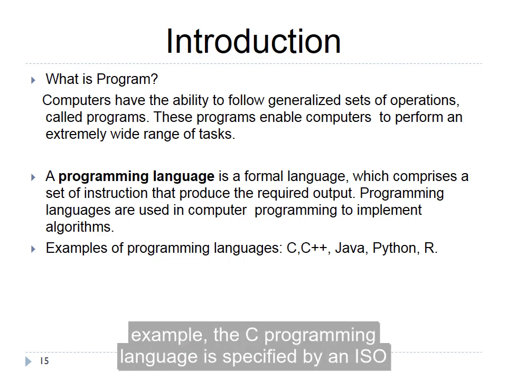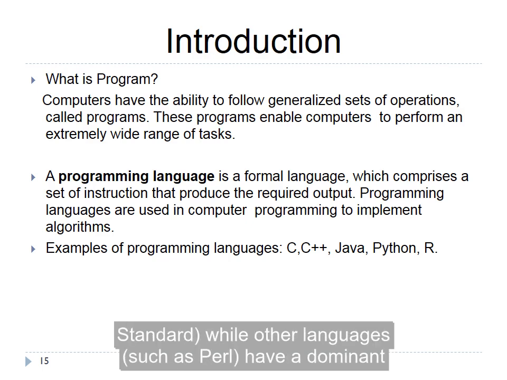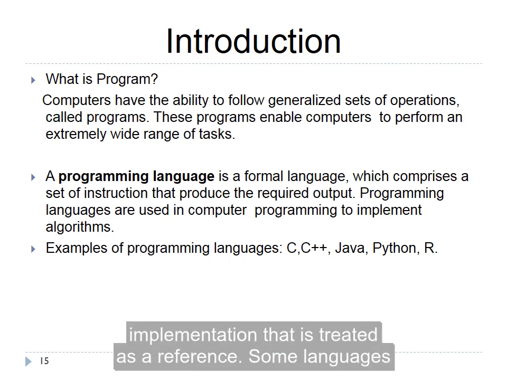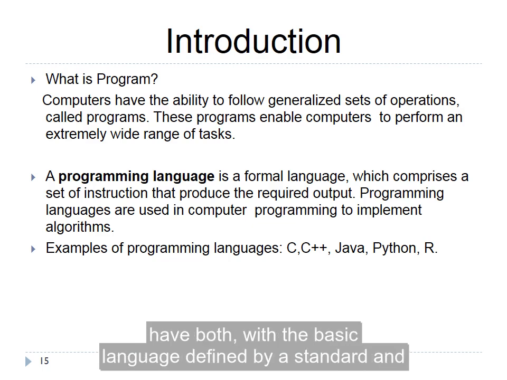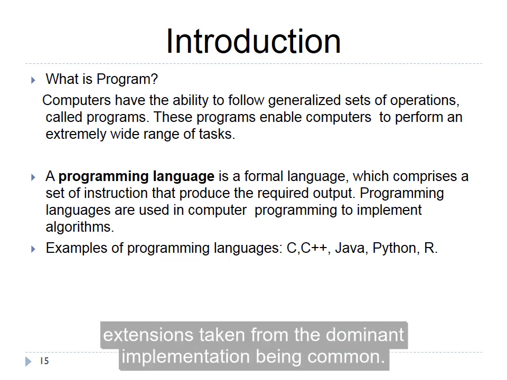For example, the C programming language is specified by an ISO standard, while other languages, such as Perl, have a dominant implementation that is treated as a reference. Some languages have both, with the basic language defined by a standard and extensions taken from the dominant implementation being common.